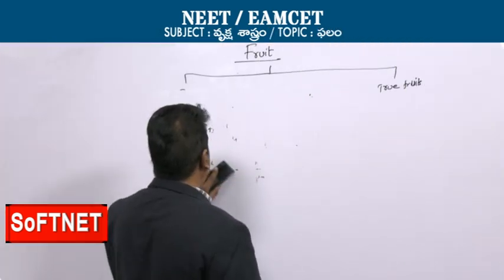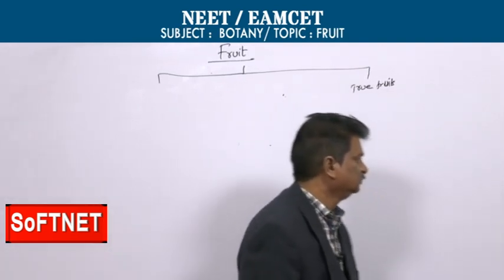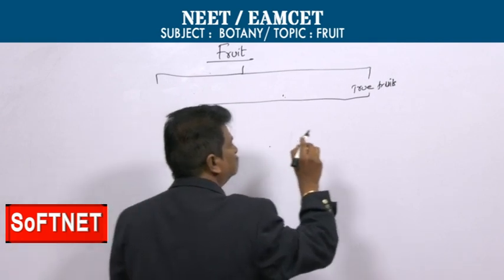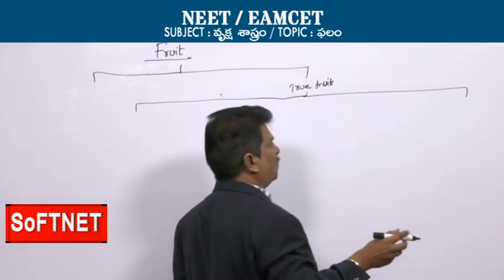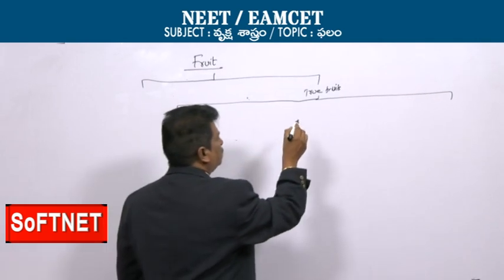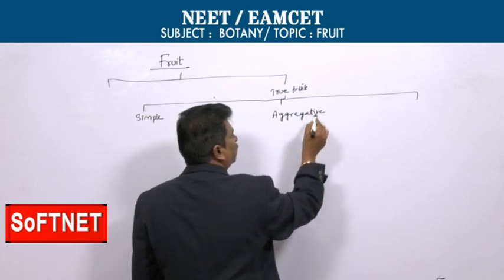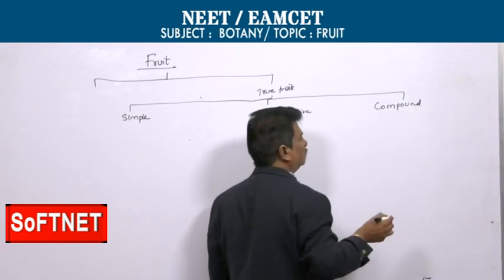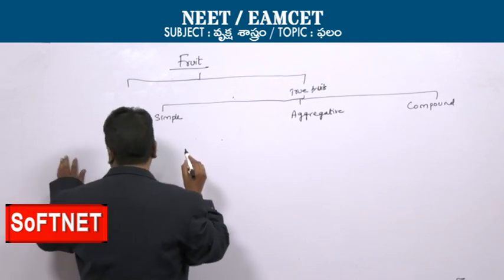True fruits means if the ovary forms fruit after fertilization, they are called true fruits. Generally, true fruits are of three types: simple fruits, then the second one, aggregate fruits, and the third one, multiple or compound or composite fruits. Three types.